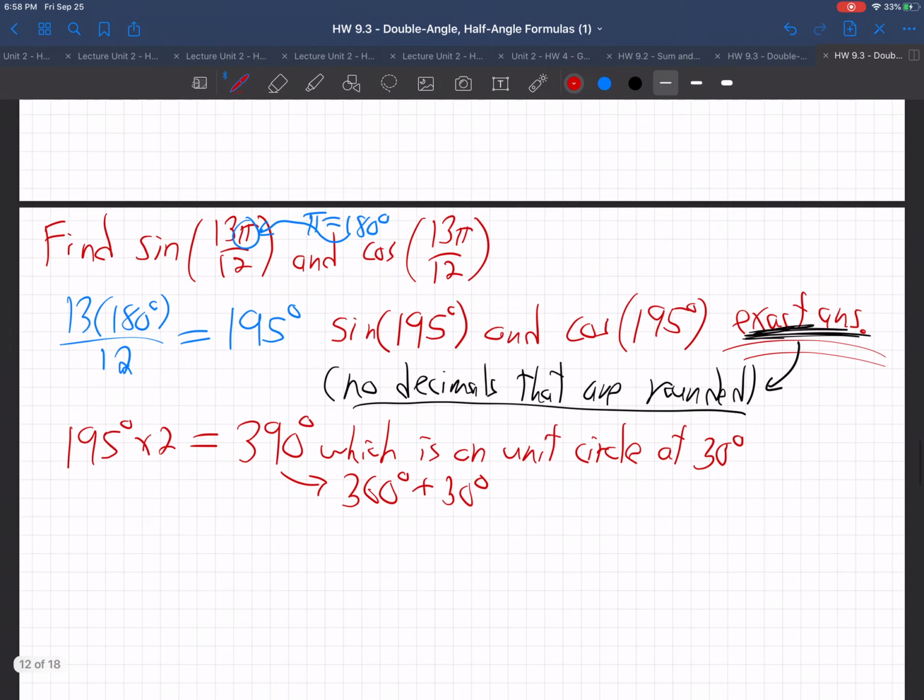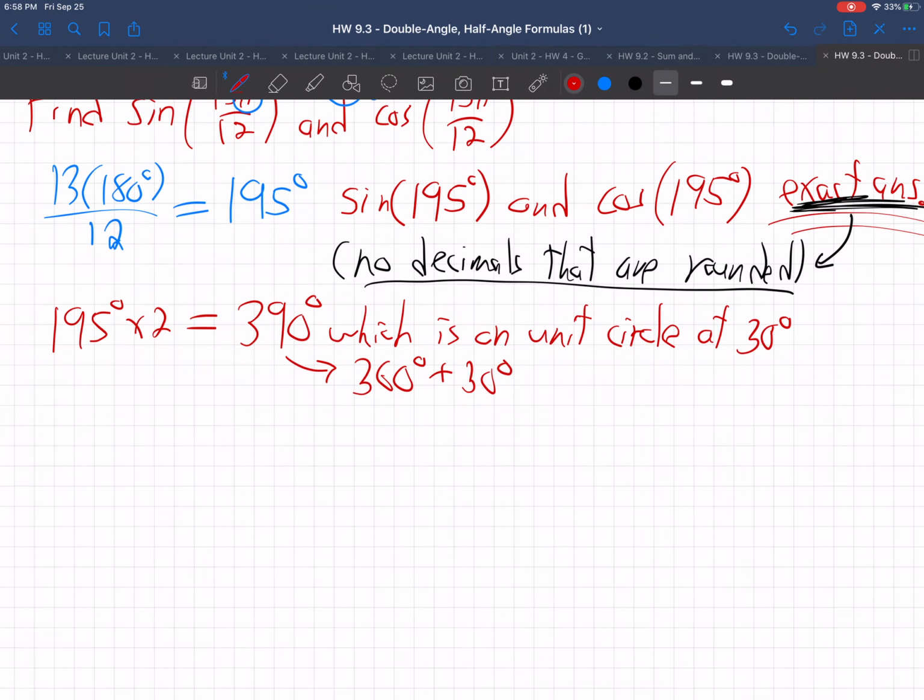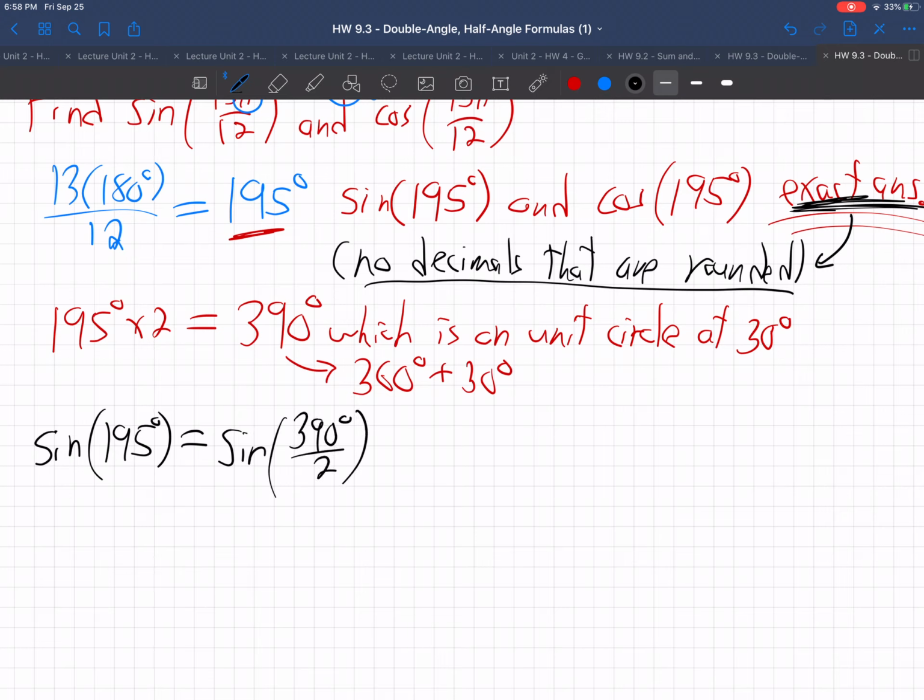Okay, great, but that's not my angle. My angle is 195. So we can use the half angle formula. So the sine of 195 degrees is really the sine of 390 over 2, right? If you divide 390 by 2, you get 195. How do I know? Because I doubled 195 and got 390. So if you cut 390 in half, you'd get 195. You can check it on your calculator.